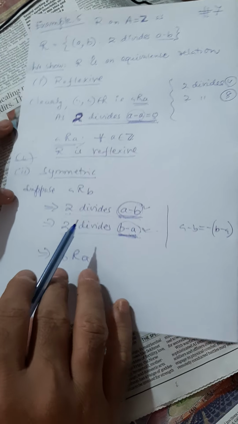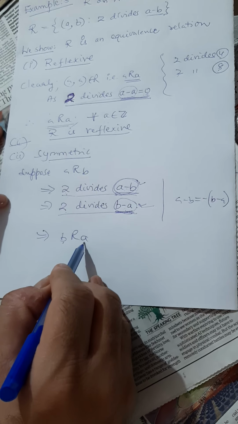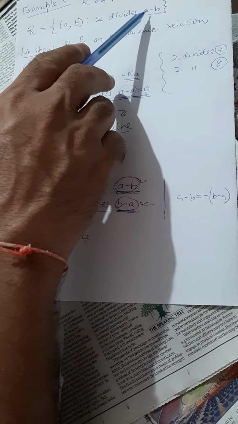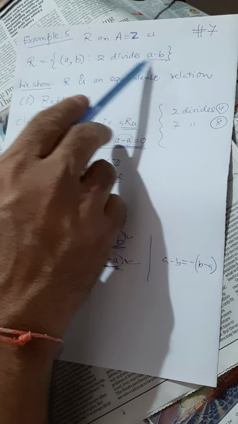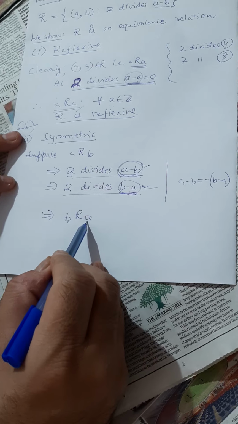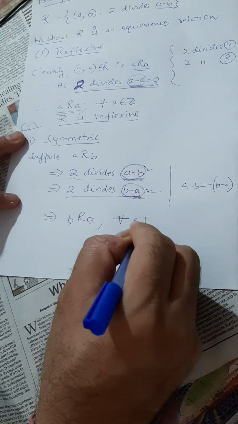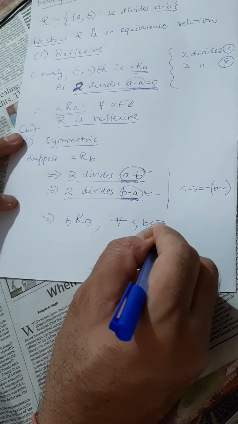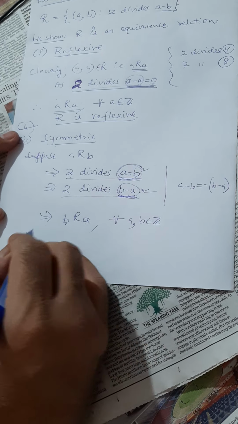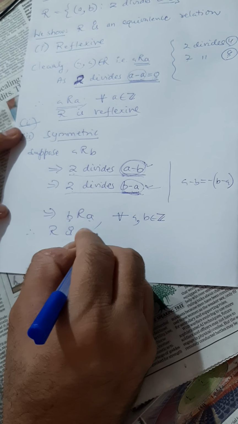And what's the meaning of this? If 2 divides b minus a, you can say that b is related to a. If you have a minus b, then you are saying that a is related to b. Here you have b minus a, so therefore you can say that b is related to a. And this is true for every a, b belongs to Z. Remember, all integers. And therefore you can say that R is here symmetric.